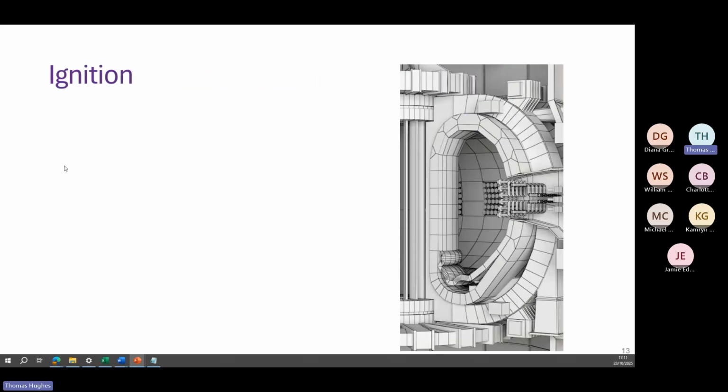So I've got a little diagram here. This is just a cutaway of a bit of ITER. First we have to get rid of everything that's in our chamber. It's a giant vacuum chamber, so we need to get rid of all the air, all the impurities. We just want to have the gas in there that we want to fuse.